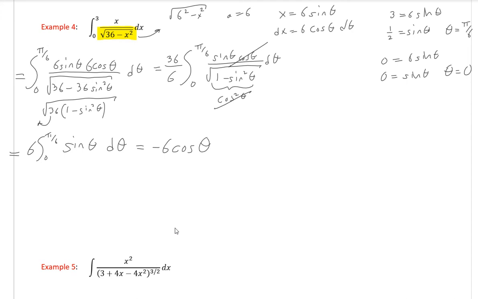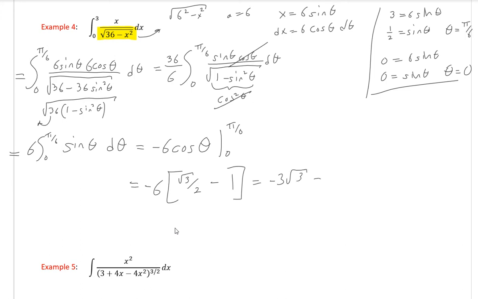This is going to become negative 6 cosine of theta. Integral of sine is negative cosine, from 0 to pi over 6. And since we took this time to find the new bounds, we don't need to plug in anything new. So we just need to plug in those bounds directly. We get negative 6, I'll keep out for a moment. Pi over 6 into cosine, that's going to give me root 3 over 2, minus 0 into cosine, which is not 0, it is 1. So we get overall negative 6 times root 3 over 2 will give me negative 3 root 3. And negative 6 times negative 1 gives me positive 6. So 6 minus 3 root 3.